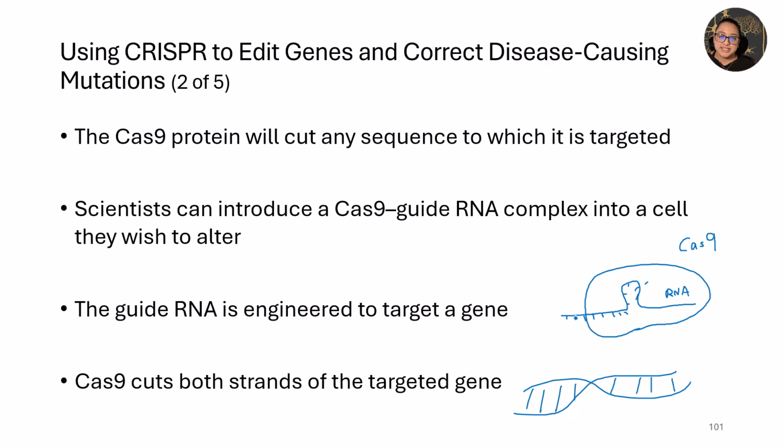So scientists can introduce the Cas9 and guide RNA complex into a cell that they want to alter. That guide RNA is engineered, so you tell it what to look for. It's like a little homing device. You tell it what gene to look for, and then it'll look for it, and Cas9 will cut both strands of that gene. And then once that's cut, you can insert or delete or do different things.